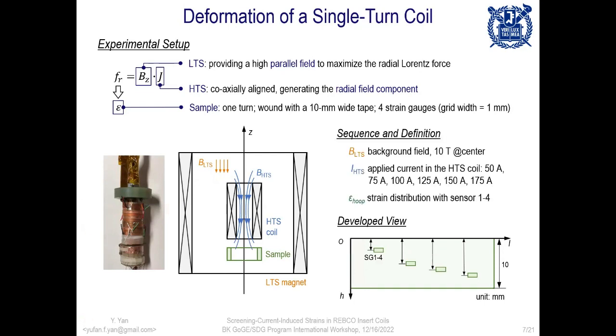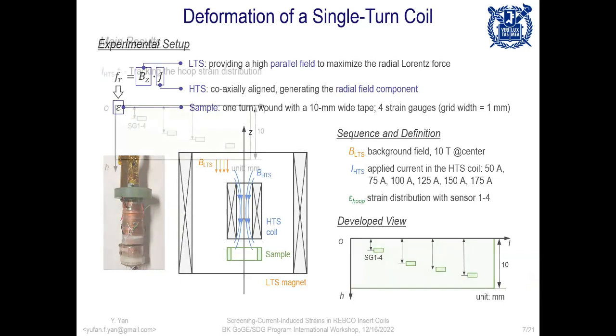During the experiment, we first increased the background field magnet to 10 Tesla at the magnet center. Then we defined the parameter I_HTS as the applied current in this bigger HTS coil, and we tracked the change of the strain distribution in the process.